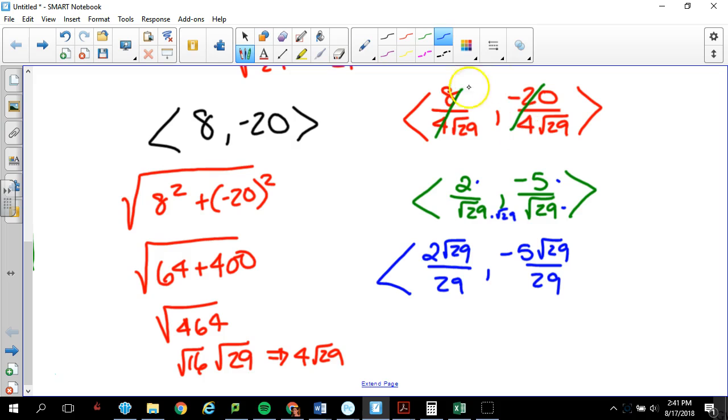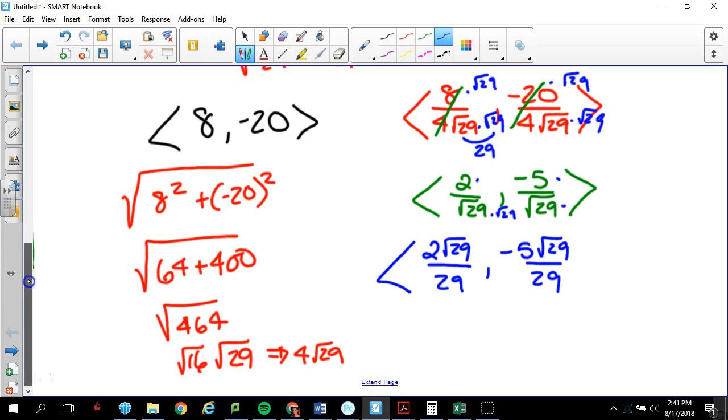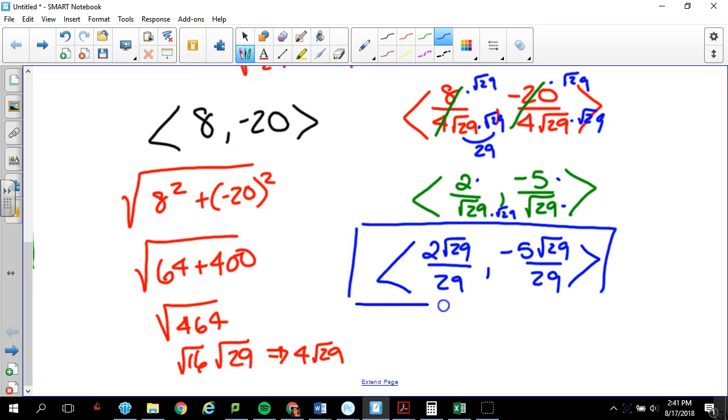If I didn't notice up here that I could reduce that, then I would have to multiply this by square root 29, this by square root 29, this by square root 29, this by square root 29. And I would end up on the bottom, these two would simplify right here to just 29, but I would still have 4 times 29. And then I would have to notice that I could reduce there. And that's a much bigger number, and I'm less likely to notice that. So it's easier to reduce as early as you can. So this right here should be my unit vector.